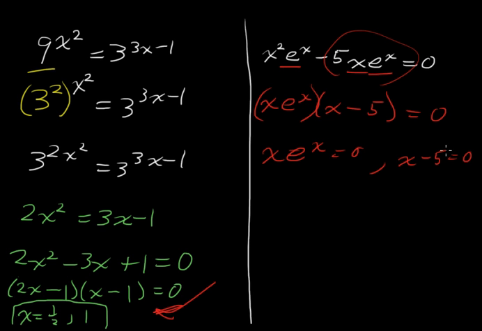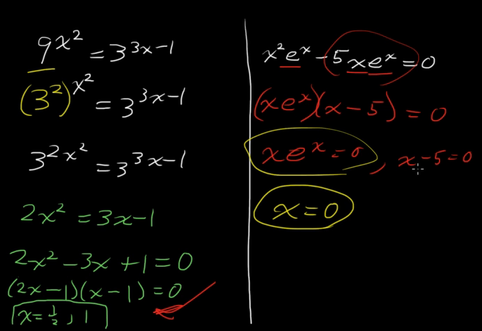So solving both of these, the first one just gives you x equals 0. x has got to be 0 for this to be true. So x equals 0, and the second one is x equals 5. So you get your two solutions.